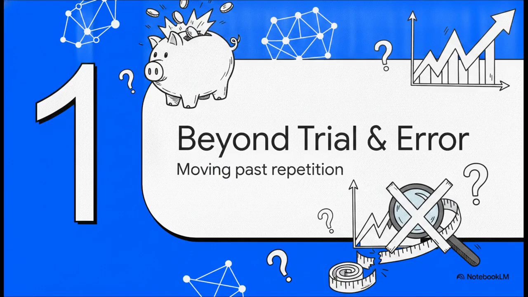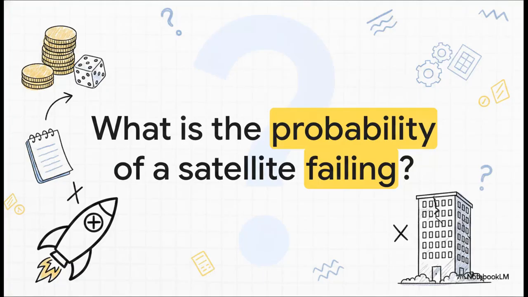All right, section 1, beyond trial and error. Let's talk about moving past repetition. For a long time, humanity totally relied on experimental probability, right? Like, if you want the odds of a coin landing on heads, you just flip it 1,000 times. Easy. But how do you figure out the probability of a multi-million-dollar satellite failing during launch? You obviously can't repeatedly crash expensive rockets just to tally up the empirical odds. And you definitely can't trigger hundreds of earthquakes just to see how often a building collapses. We absolutely needed a better way.